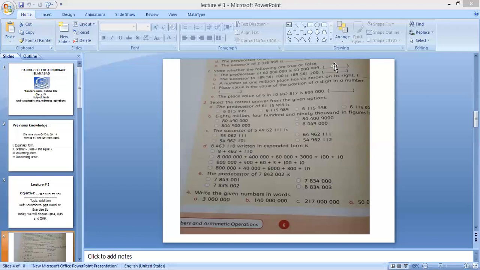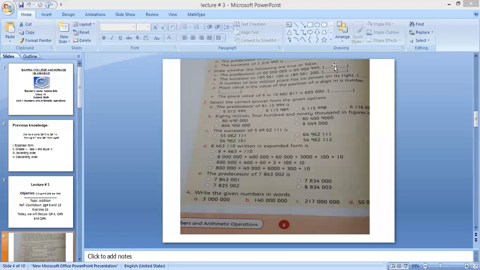Now come to E. The place value of 6 in this number is this. Okay, let's check where is 6. Yes, 6 is here. And you will count the number of digits to the right side. You have 5 digits, so you should have 5 zeros here. Yes, you have 5 zeros here, so this is right. You will write here true.